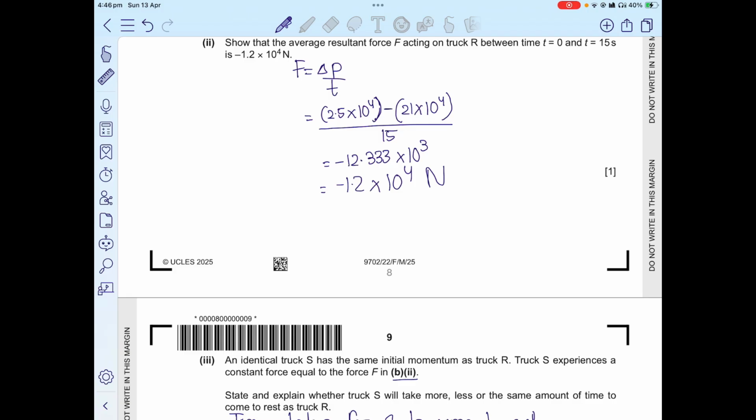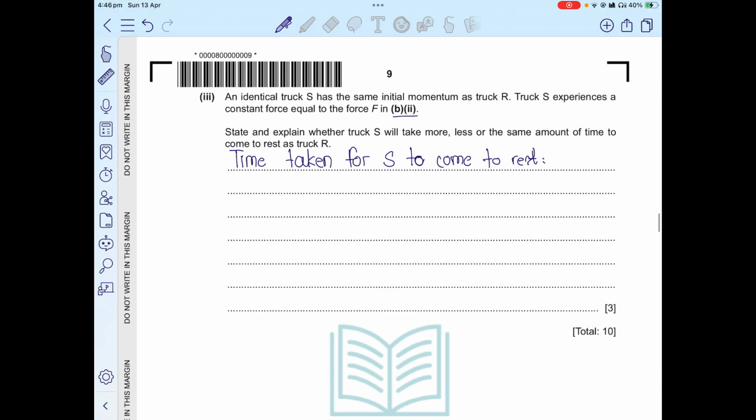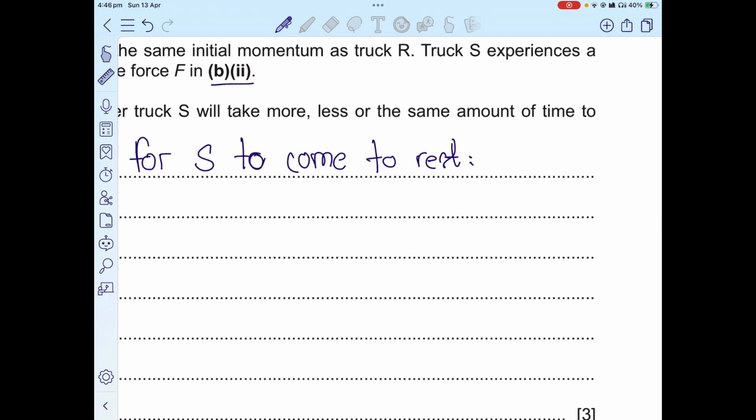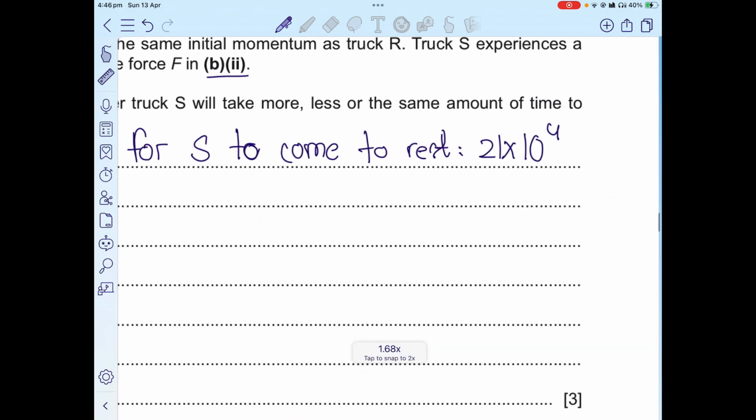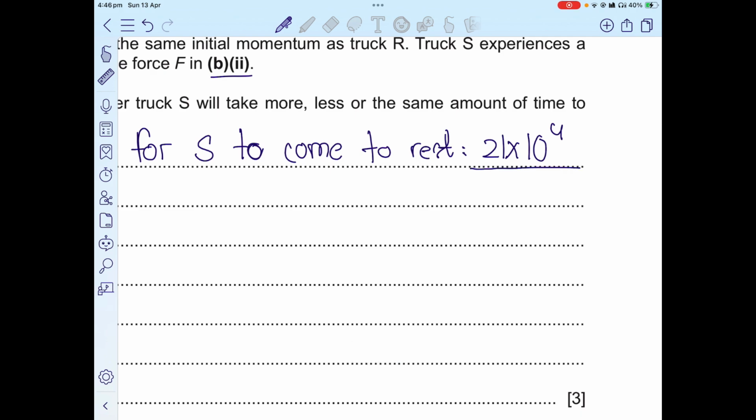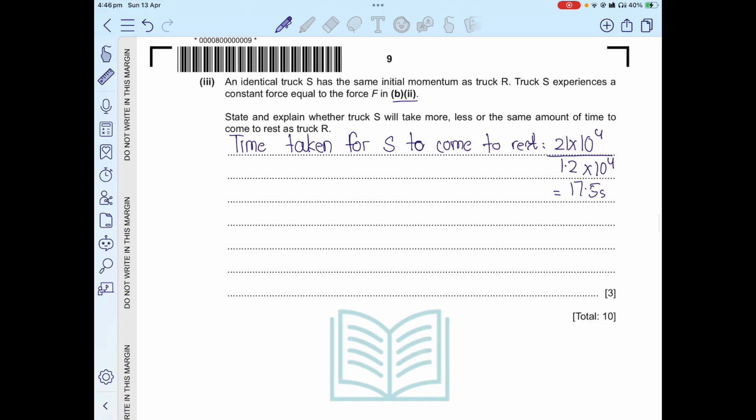Alright, hold up. If you want to determine the change in the momentum of the truck, we have to take these values again. For truck S, the initial momentum was 21 into 10 raised to 4, sorry, 21. Because the initial momentum was 21 into 10 raised to 4, we know 21 into 10 raised to 4, divided by the force. Now what is the force value? The force value is 1.2 into 10 raised to 4. When you put 21 into 10 raised to 4 divided by 1.2 into 10 raised to 4, you would get 17.5 seconds. So that is the time taken for truck S to come to rest.